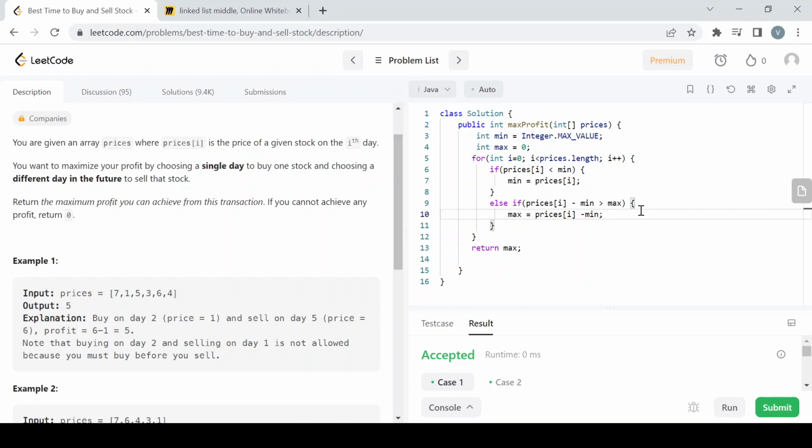Once we calculate our min, then only we go for max, so it will make sure of two things. First, we sell in the future, and also we always purchase at a minimum value, and we always want to sell at the maximum value. And finally we'll return our max value.